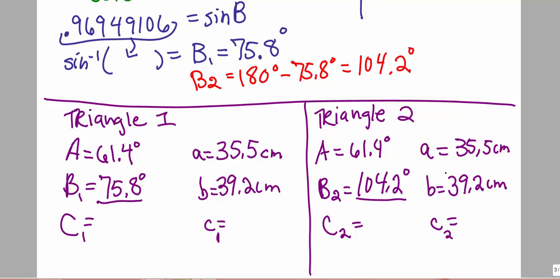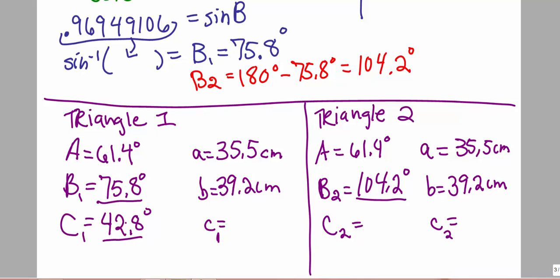Now let's look at triangle 1. If we know angle A and we know the quadrant 1 angle for angle B, then we know angle C. So we're going to find angle C by subtracting from 180 degrees. So 180 degrees, take away 61.4, take away 75.8 degrees. And what angle do we get? I get 42.8 degrees would have to be what angle C is in the first triangle.